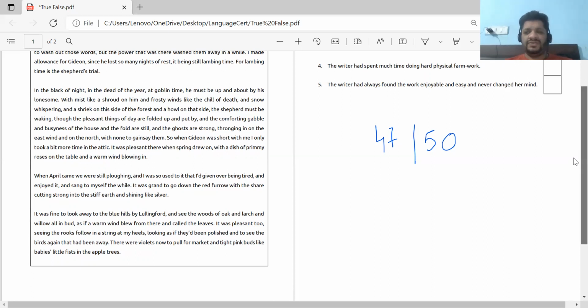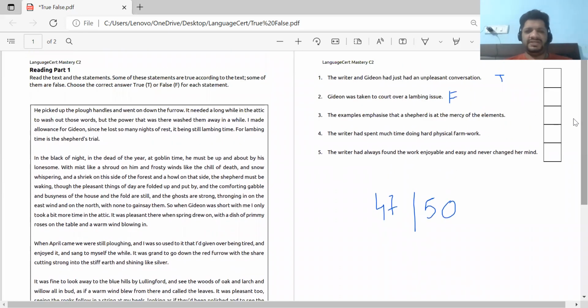So now if you see, it's more about that their conditions are dependent on the weather, as in if the weather is bad, they are stuck somewhere. If spring is there, they are happy and they have some memories to maybe live on. They have some memories to give them strength in the wrong weather conditions. So their lives are dependent on their atmospheric conditions, their weather conditions, and they are at the mercy of, you know, weather. So if you see, the examples emphasize that a shepherd is at the mercy of the elements. True.